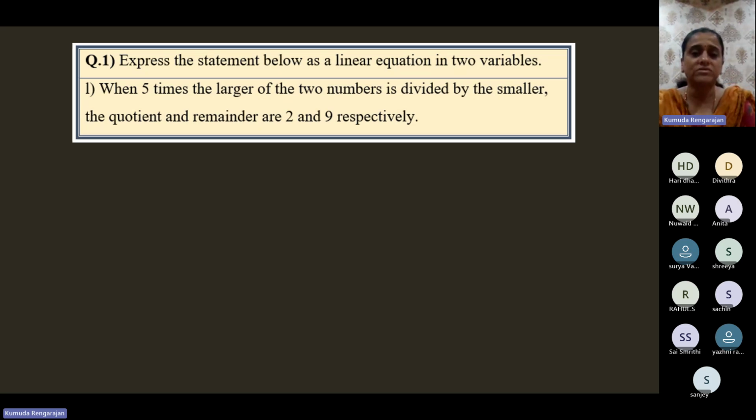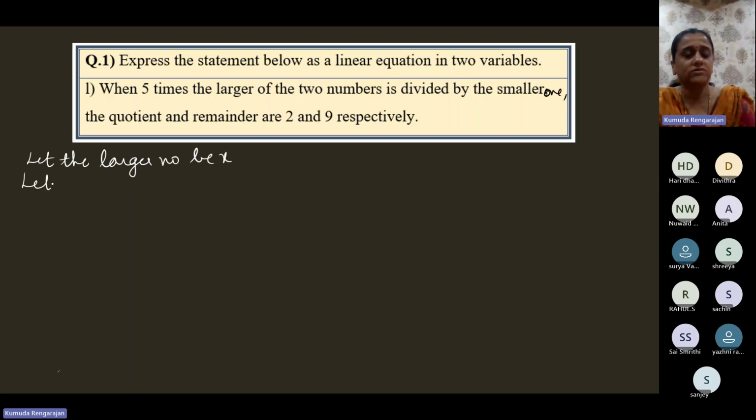When 5 times the larger of the two numbers is divided by the smaller one, the quotient and remainder are 2 and 9 respectively. Let the larger number be x. Let the smaller number be y.